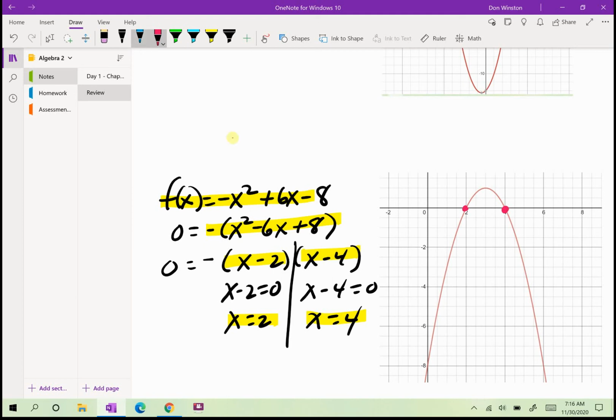Okay, but again, I want you to notice that our zero was x is equal to 2, my factor was x minus 2. My zero was x is equal to 4, my factor is x minus 4. Keep that in mind.